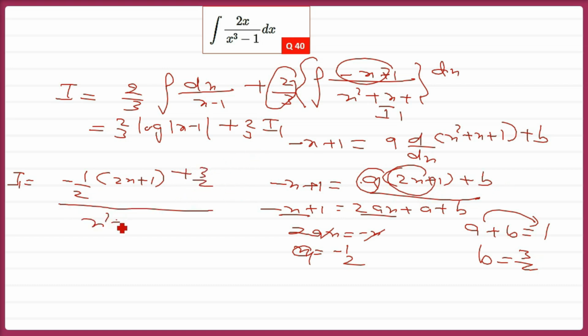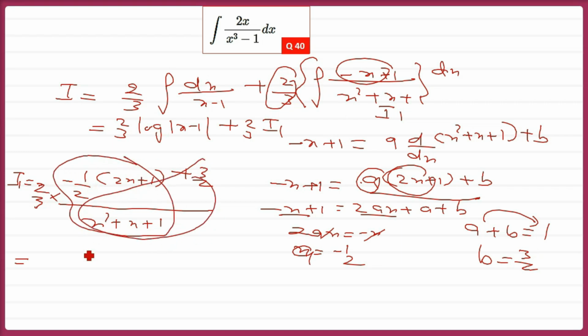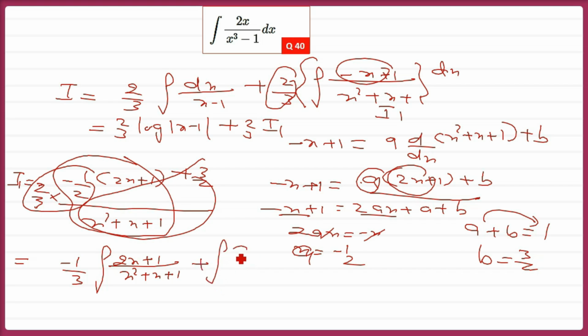This has come from negative x plus 1, and the rest of the things remain the same. Now you have to multiply 2 by 3. So I am doing it separately. This separate and this also separate. 2 by 3 into negative half will be what? Negative 1 by 3. And 2x plus 1 remains in the numerator. And if you see, 2x plus 1 is the direct differentiation of x square plus x plus 1. And then 3 by 2 into 2 by 3, so this will get cancelled. Only integration dx divided by x square plus x plus 1 will come. Now these two will be done in a way which you already know. If you take x square plus x plus 1 as t, 2x plus 1 dx will be dt.